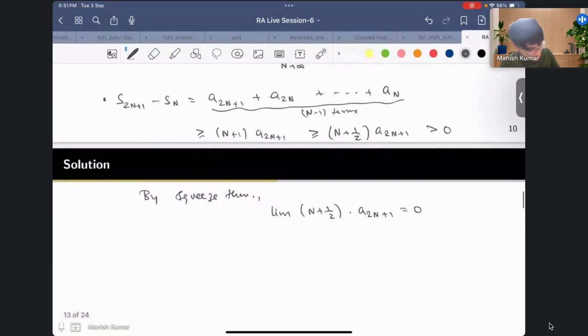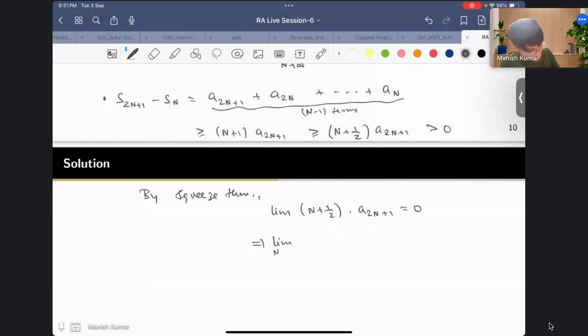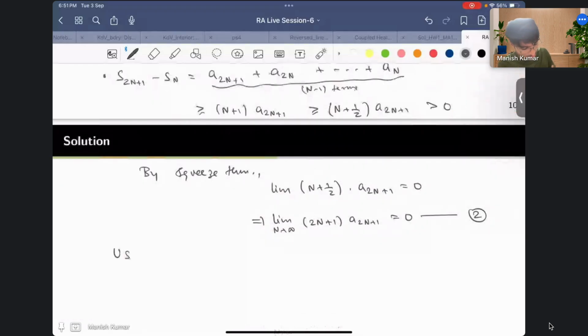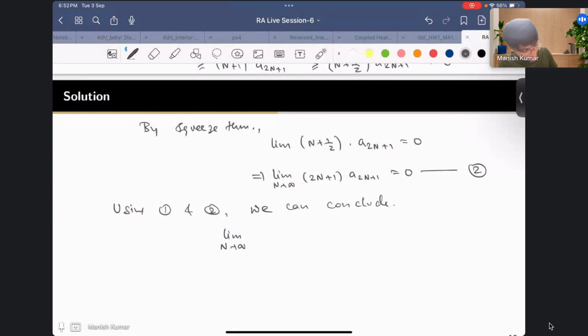And now if I just multiply by 2, I'll get limit n going to infinity, 2n plus 1 a 2n plus 1, this is 0. So this is the second line. Now using this 1 and 2, one can easily conclude that limit n going to infinity n times a n is equal to 0.